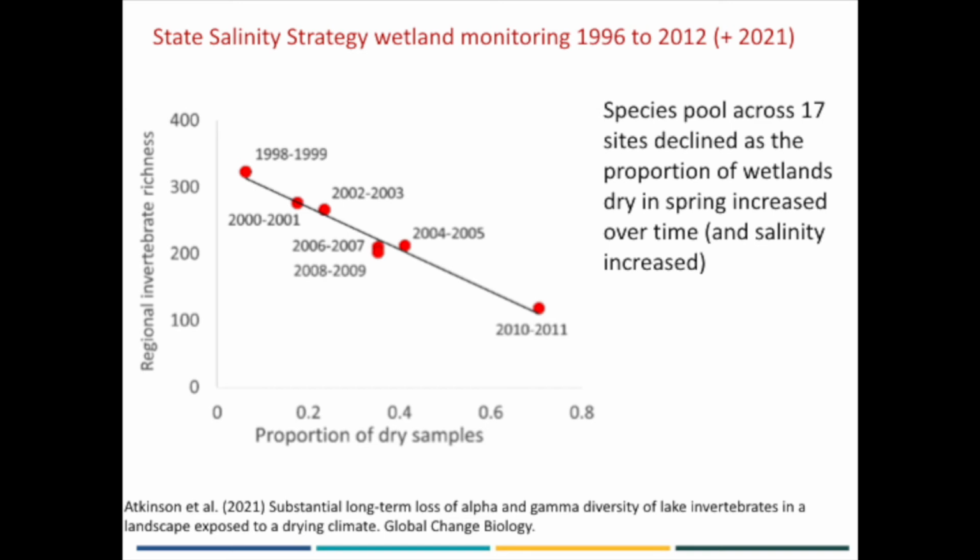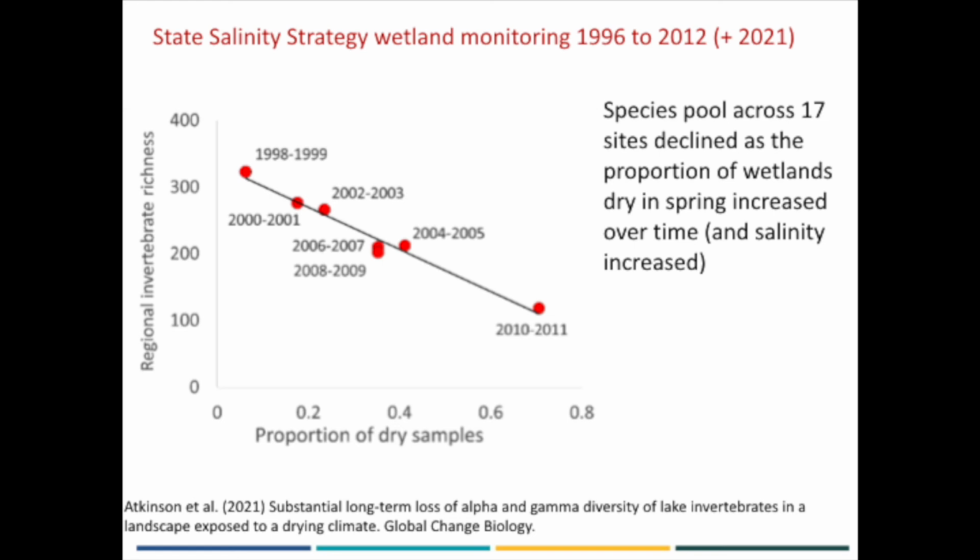Okay, so we've looked at Lake Pleasant View, done a bit of a deep dive into that, but what about the overall data set, right? What are these temporal patterns occurring at the regional scale? So on the y-axis here, we have regional invertebrate richness. This is just the number of species, aquatic invertebrates, that they recorded in any given year of sampling.